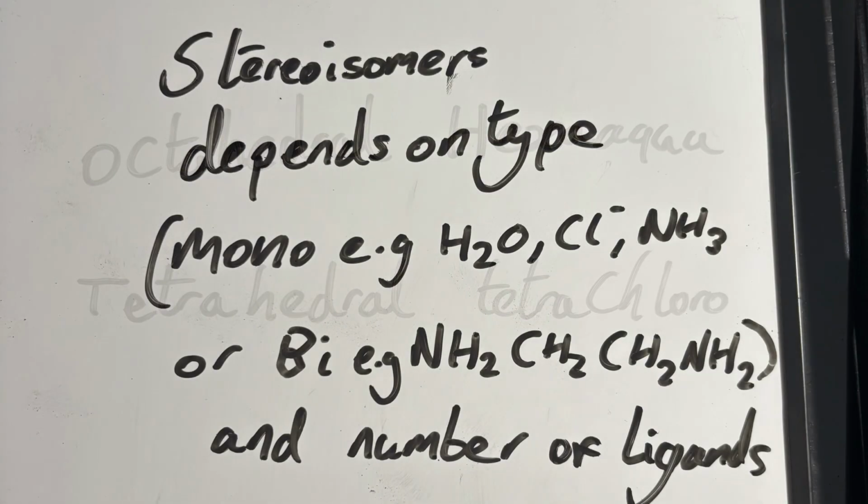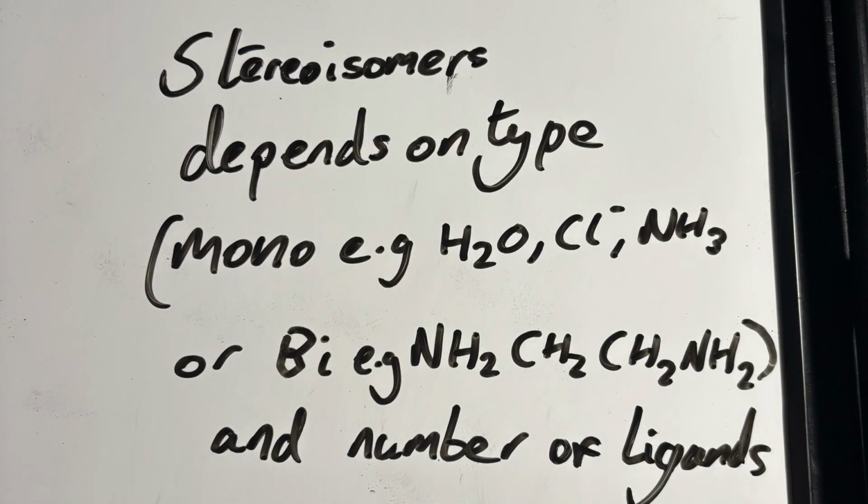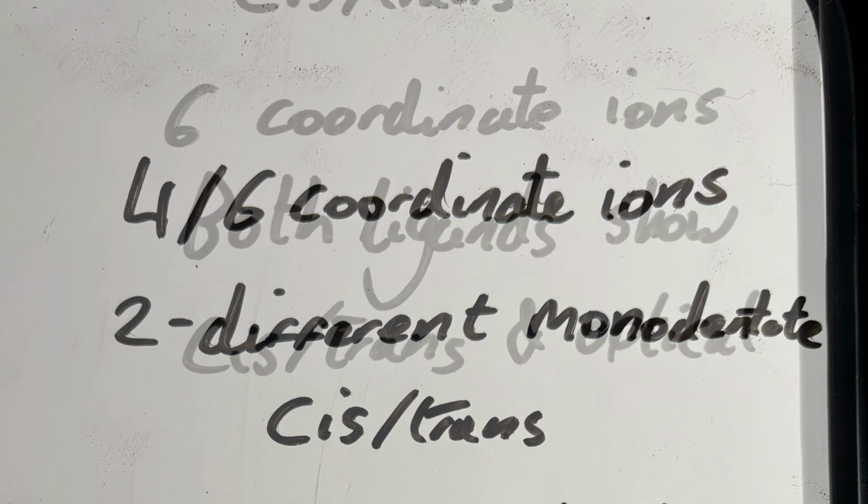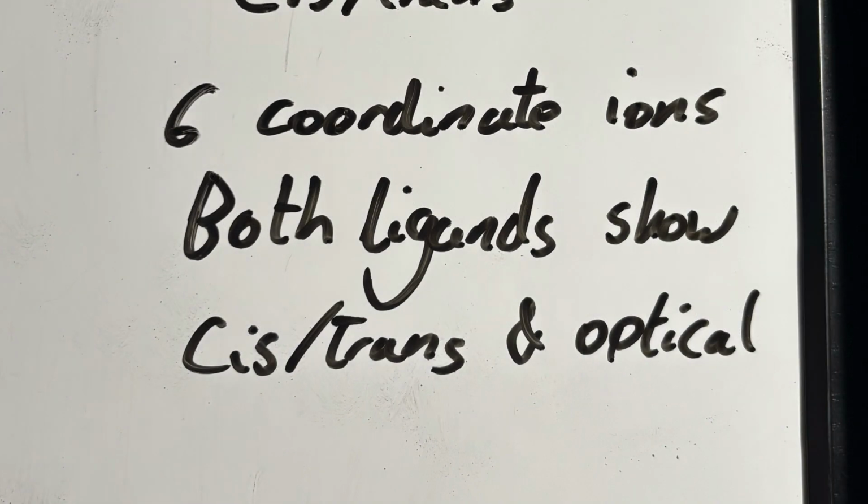Now, complex ions can form stereoisomers, but it depends on the type. And it also depends on the number of ligands bonded to the center metal. 4 and 6 coordinate ions require 2 different monodentate ligands to form cis or trans isomers, whereas with just 6 coordinate ions, both ligands will show cis trans isomerism and also optical isomerism.